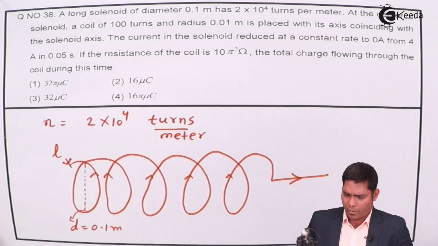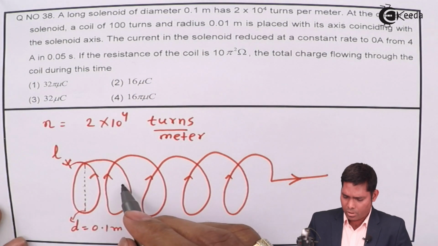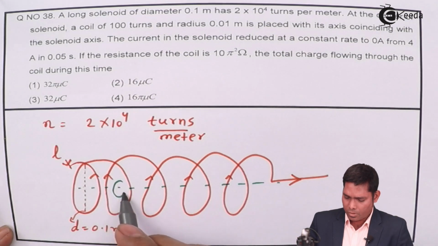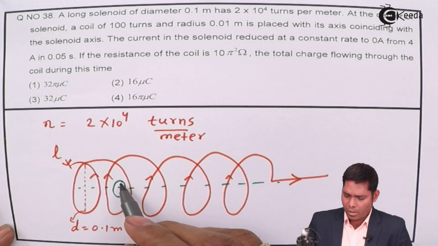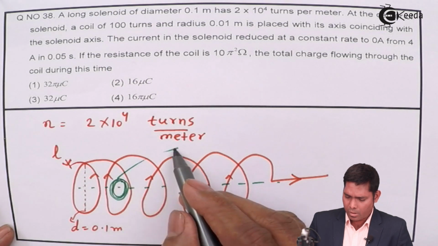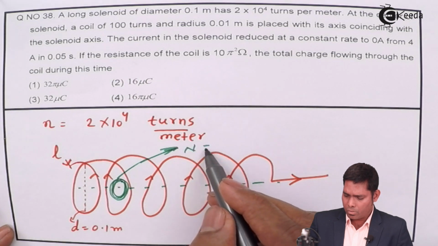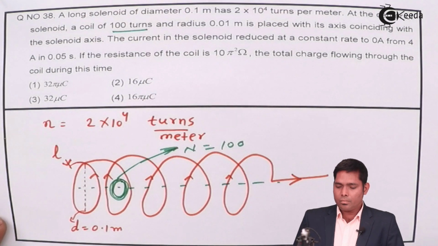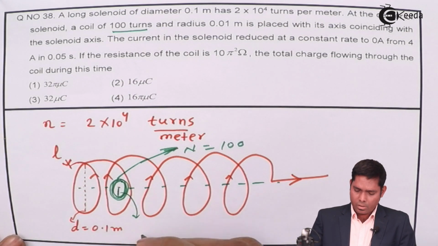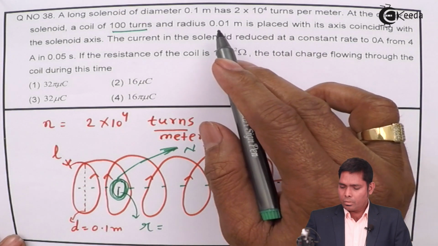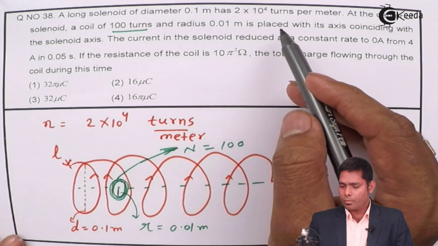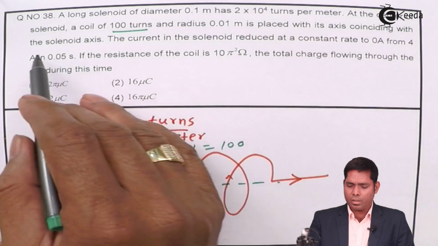At the center of this solenoid, a coil is placed, having how many turns? The number of turns is N equals 100. And the radius of this coil, small r, is 0.01 meter, with its axis coinciding with the solenoid axis.